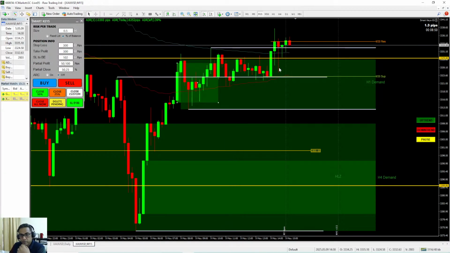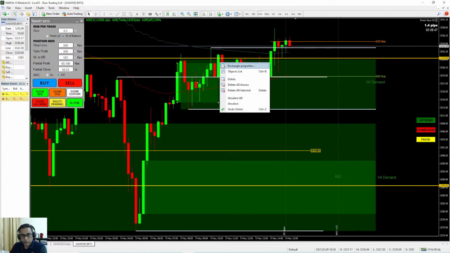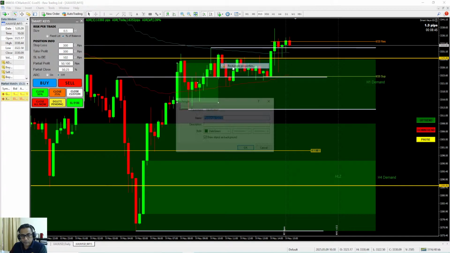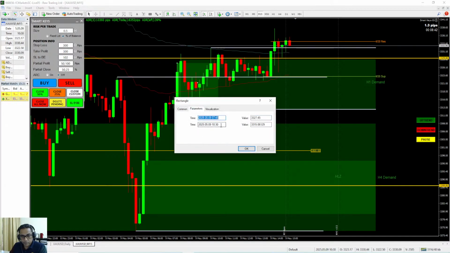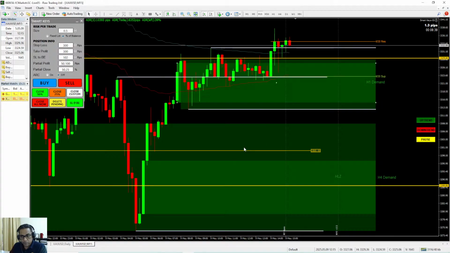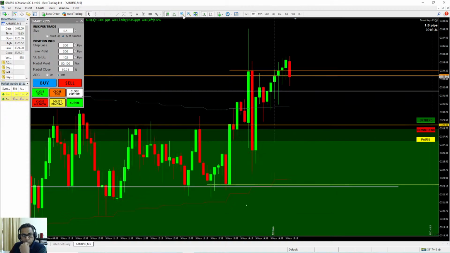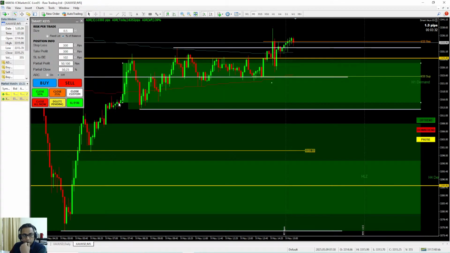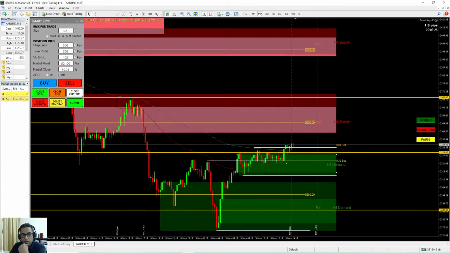See the tap here? That's a clean move up. 152 pip move up. That's a 15-minute candle.